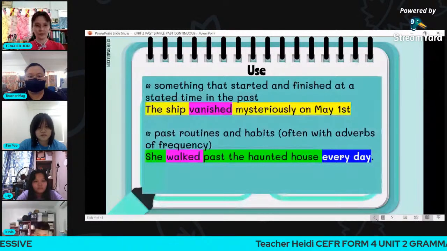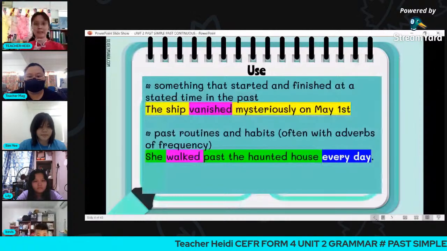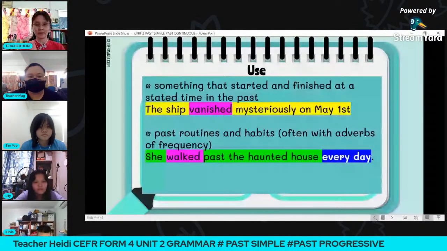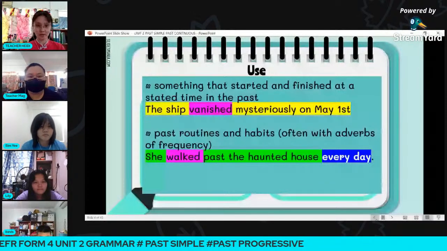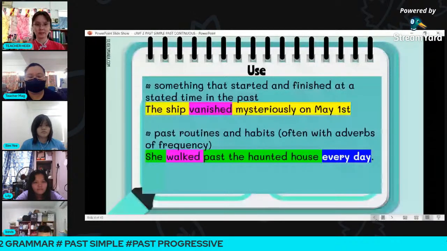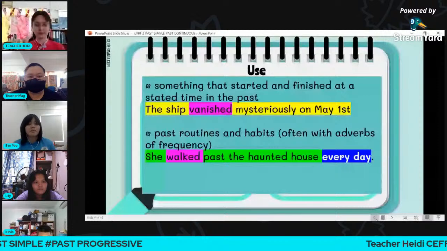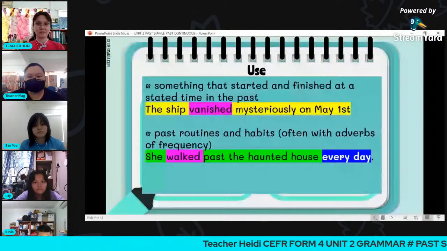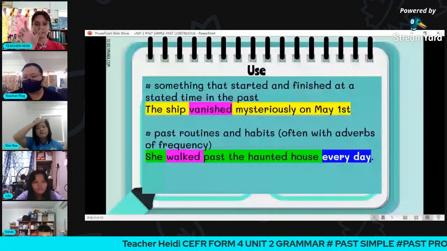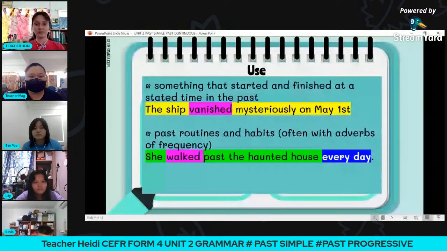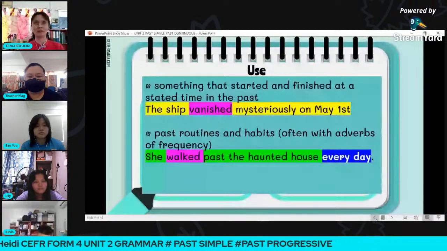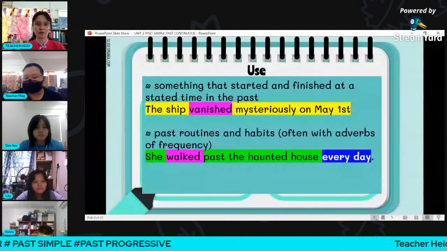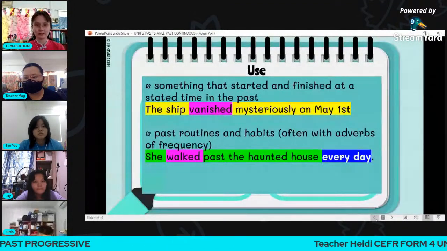All right, class. I want to highlight to you, why is this one using the past tense? They vanished and walked. This is past tense. One thing you need to know is that this simple past is already finished. But it tells you the stated time in the past, on May 1st. Most probably now can be May 31st, or maybe June already, or July, August, September. Whatever it is, it has passed.